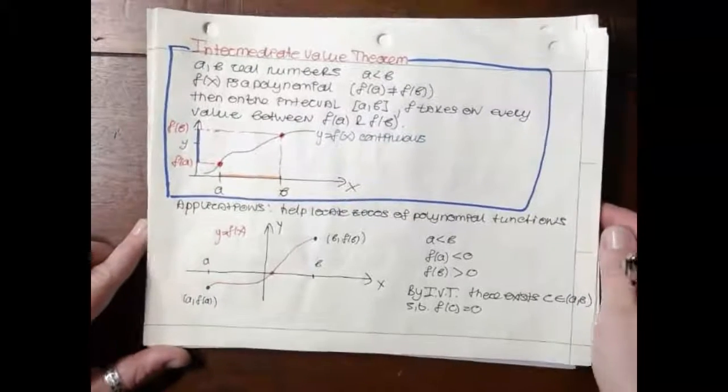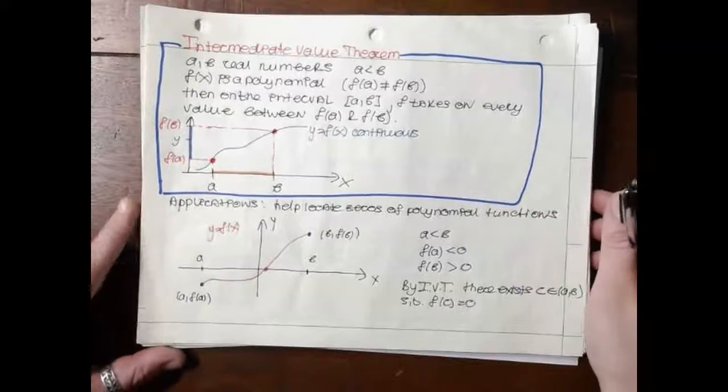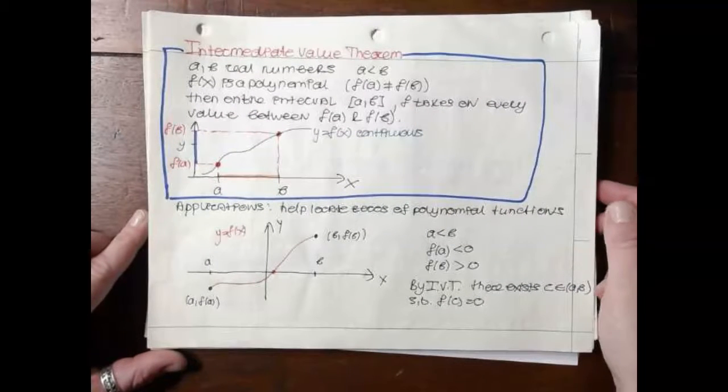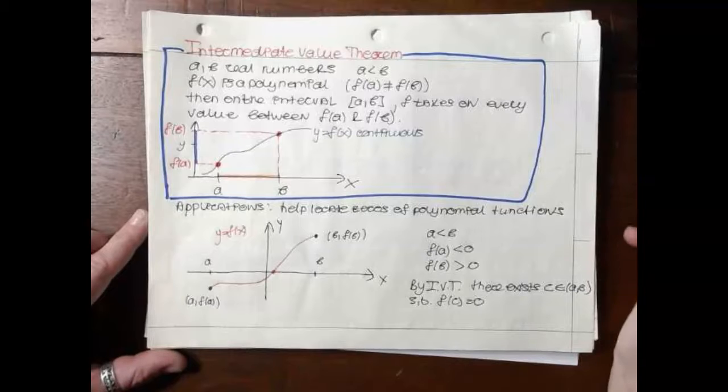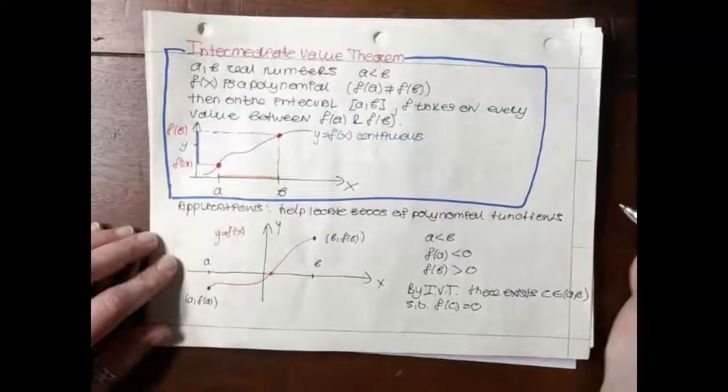Now, the next theorem we have is the intermediate value theorem. This theorem really concerns all continuous functions. In particular, we're going to look at polynomial functions. The polynomial functions are always going to be continuous. And this theorem is really useful, so let's look at it first.